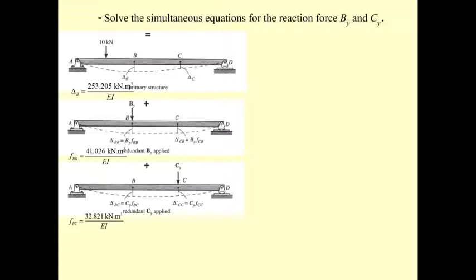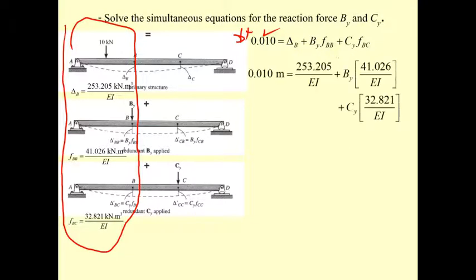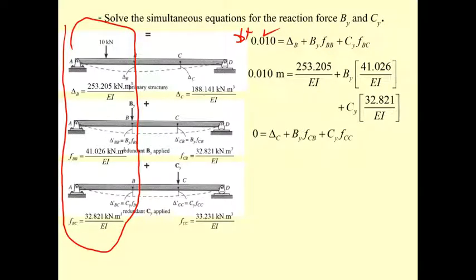Then we put all together for the first set. This set is important because there is a settlement at B of 0.01 meter, and all of them are downward positive. So what we have is the first equation like this. Next, just put them together and rearrange the equation. For this one, the 0 is here, and put everything into here.